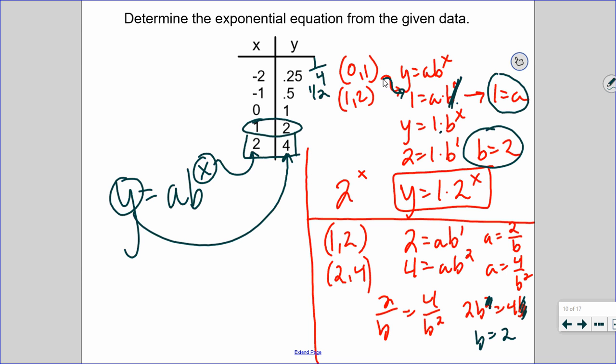All right, so I did relatively similar work. I picked 1, 2, and 2, 4. So I plugged in 2 and 1, and I plugged in 4 and 2. This is the same method as the last one. a equals 2 over b. a equals 4 over b squared. I set them equal to each other. 2b squared equals 4b. I canceled out a b, I divided by b, and that's okay to do in this problem. Then I divided by 2, and I got b is 2. Once I get b is 2, I go back up here and plug it in. a is 2 over 2, so a is 1.